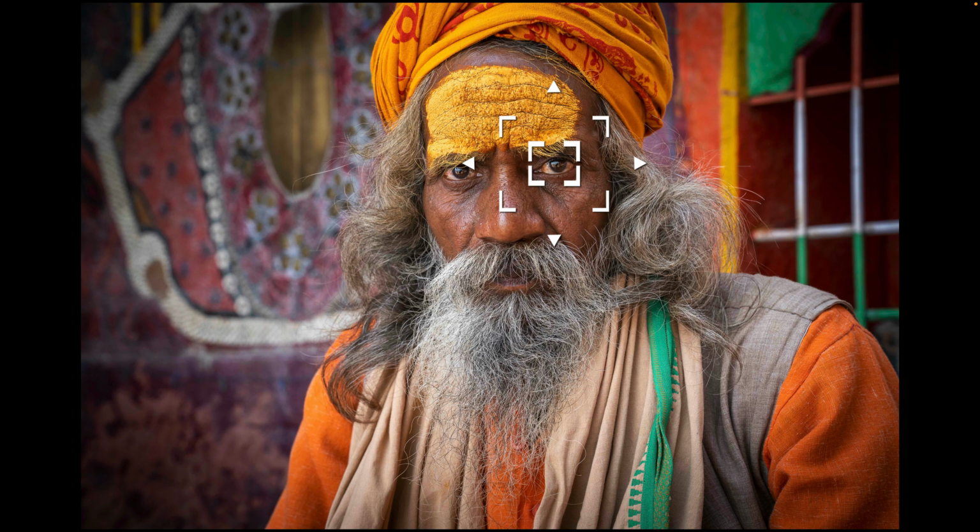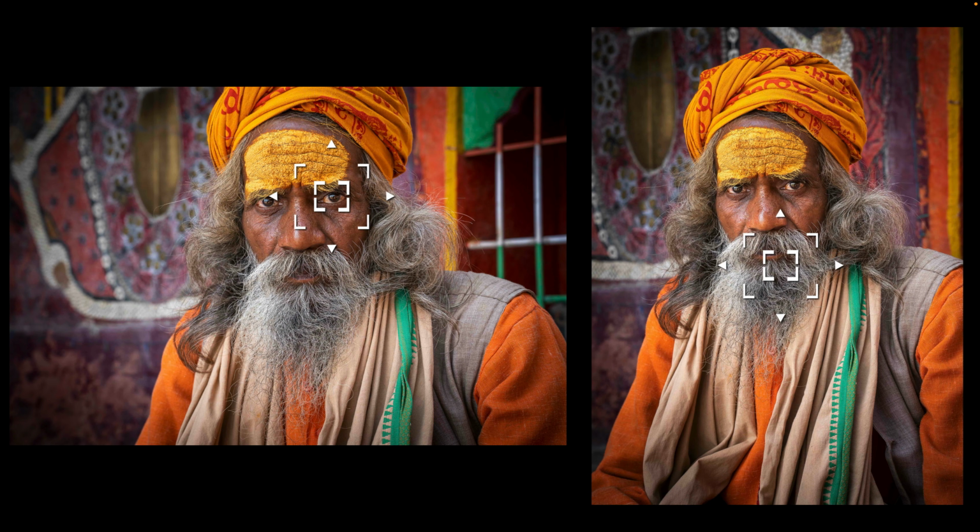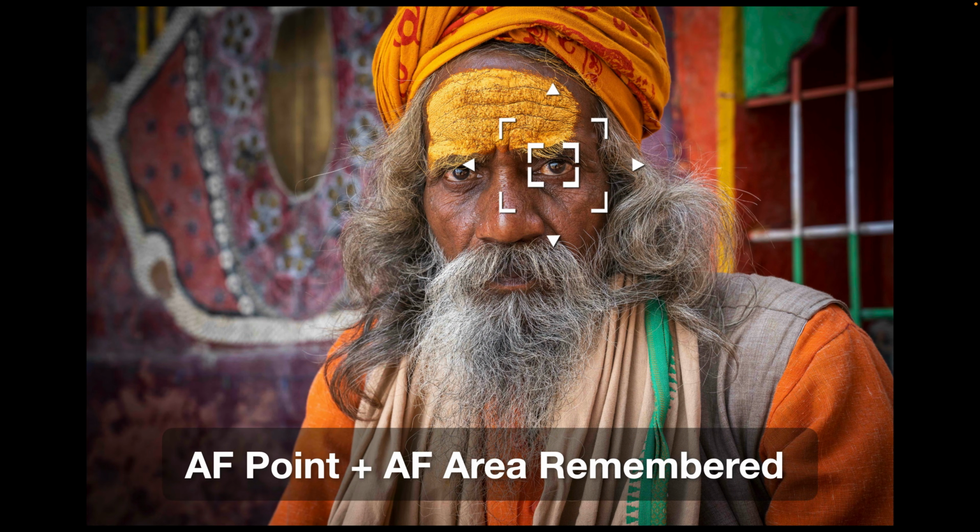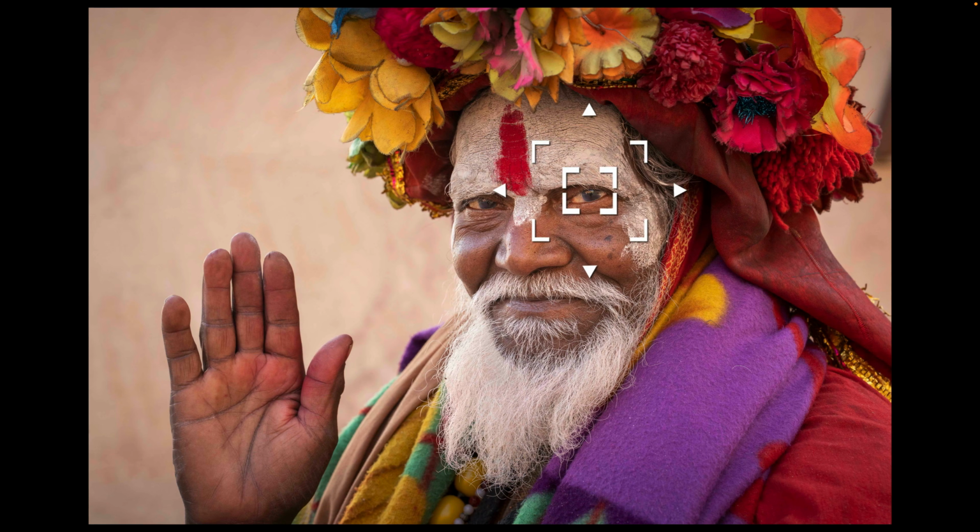Same is true if I'm using an expand spot focus area. Here again I've moved it above the center of the frame and slightly over to the right. And as I move around to vertical orientation, because this is the first time I've used the spot, it will appear in the center of the frame. So again, I'll have to move that to the upper right side of the frame. Now, when I move back to horizontal orientation, the AF point and AF area is remembered because I've enabled this setting. Let's take a look at just one more portrait before I move on.